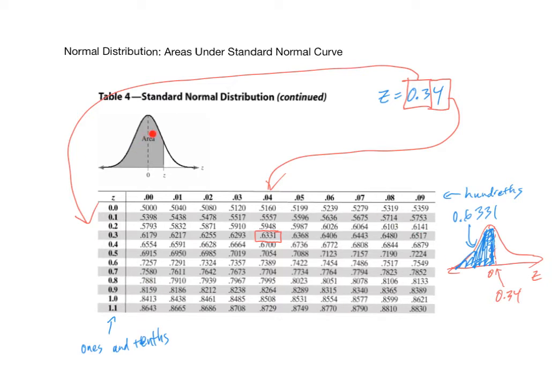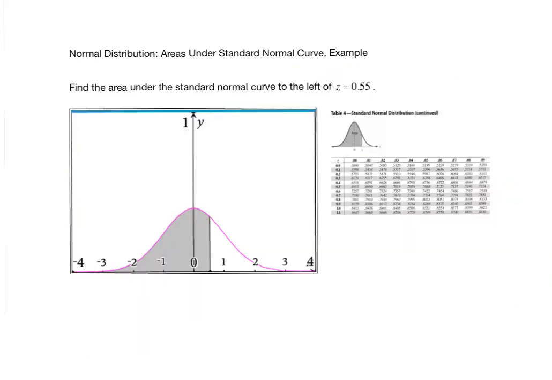So the key thing that you must note here is that these areas right here are areas to the left of the z-score. This picture suggests that we're talking to the left, not to the right of that z-score. This is just how this table is set up. Other tables are set up where the area is to the right. So you need to remember with our table that these areas in here are areas to the left of the specific z-score.